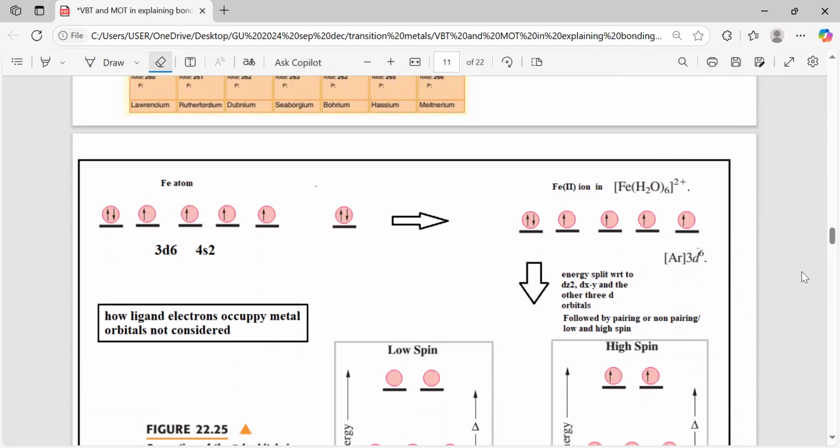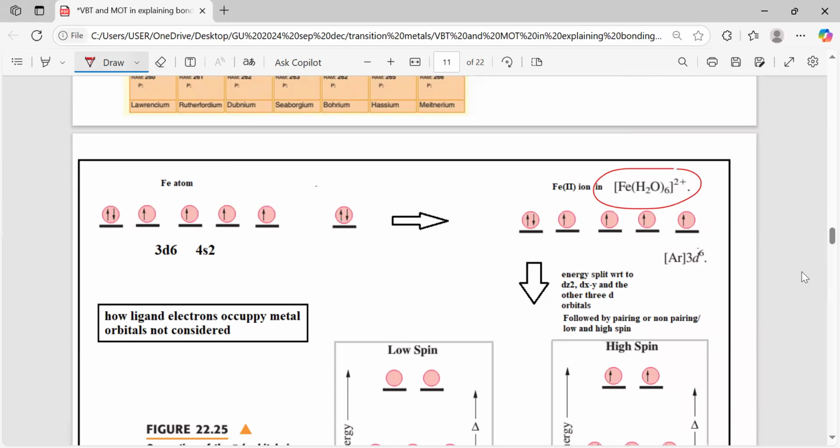So remember again, CFT theory just talks about the pairing and the non-pairing of electrons for the metal ion only. We don't talk about the ligands. So let us look at this complex. This complex has neutral ligands, so we assume these neutral ligands are not affecting the electrons in the ion. So we just talk about the ion alone. Let us look at the metal ion.